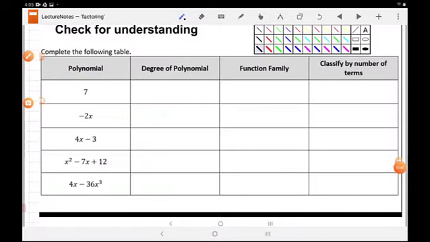Again, this is not really a checking for understanding because we're still learning some of this new vocab. But let's go for the first one, degree of polynomial. The degree for this one will be 0. Remember that we're looking at where the x is and we're looking for the exponent. The exponent for this one would be 0 because it's not even there. The next one is degree 1, so the degree of the polynomial would be 1. In problem 2, it's also degree 1.